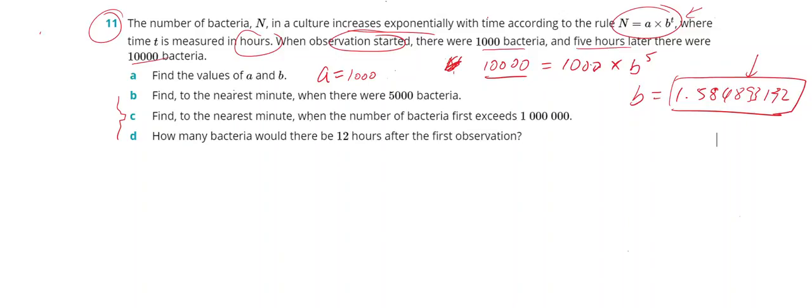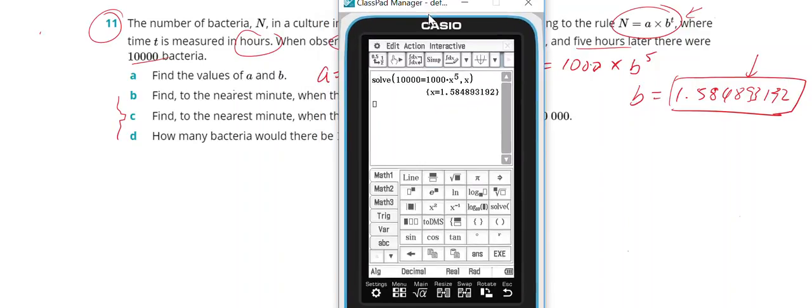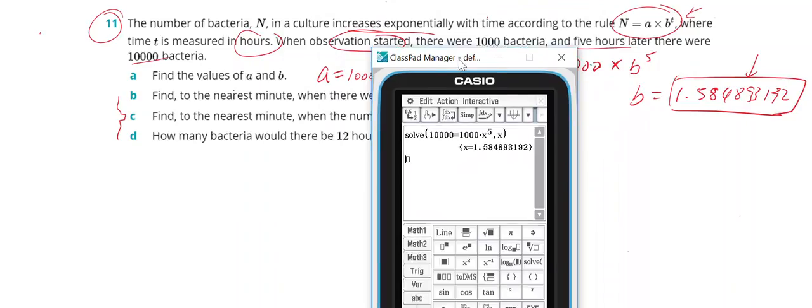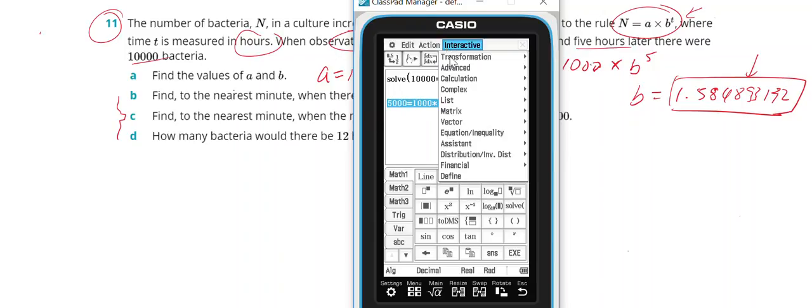Because it's a calculated question, you don't need to retype that again and again. You can just copy and paste. So find, to the nearest minute, when there were 5,000 bacteria. Okay, so we're trying to solve for t when n equals 5,000. My a value is 1,000, and my b value will just work out. So I'm just going to copy and paste this to the power of t, or x. So I'm going to solve for x, interactive, solve.